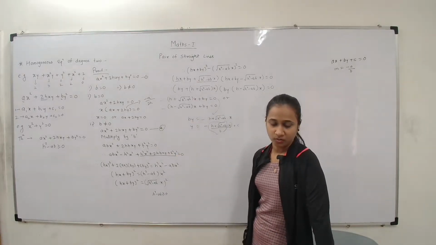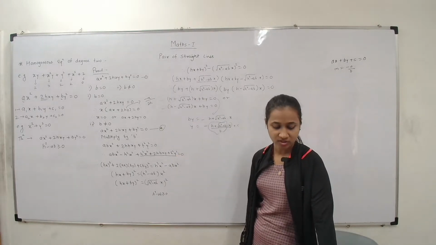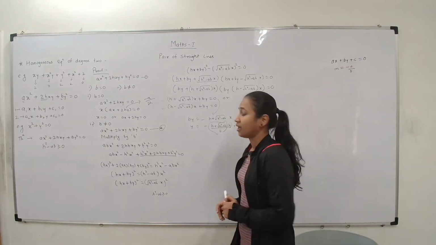Their sum is minus 2h upon b and product is a upon b. Solve and see.